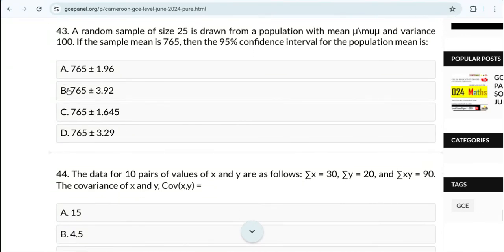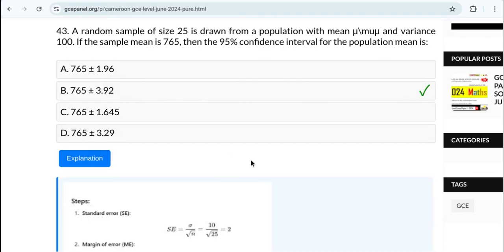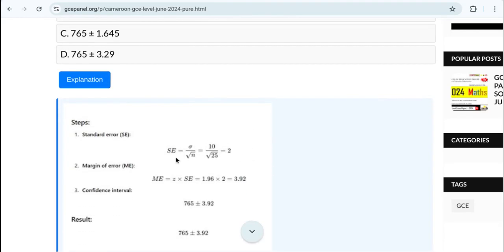Question 43, we are almost rounding up. A random sample of size 25 is drawn from a population with a mean, mu, and variance of 100. If the sample mean is 765, then the 95% confidence interval for the population mean is... The mean of the sample is the same as the mean of the population, right? So that's going to be 765 plus or minus the standard error. And how do you get it? Key here was actually B. It is given by sigma over root n.